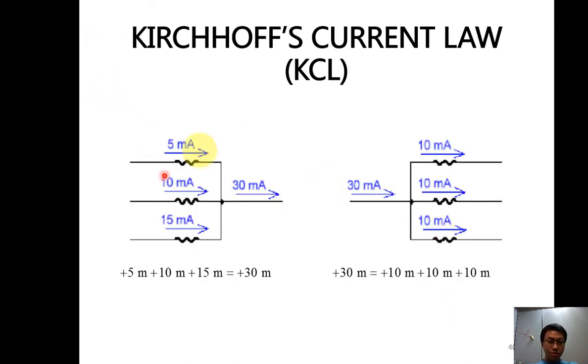For example, this is the node. So 1, 2, 3 are in, 1 out, or 1 in, 3 out. Let's have a look at this network first. I assume that in is plus: plus 5, plus 10, plus 15 is equal to plus 30 out. Plus 30 equals plus 10, plus 10, plus 10.